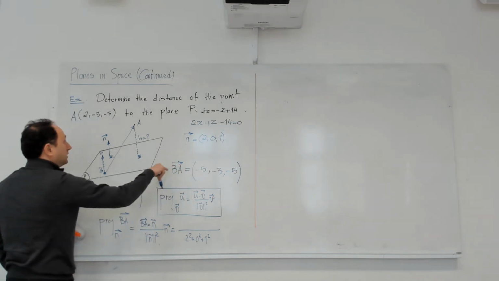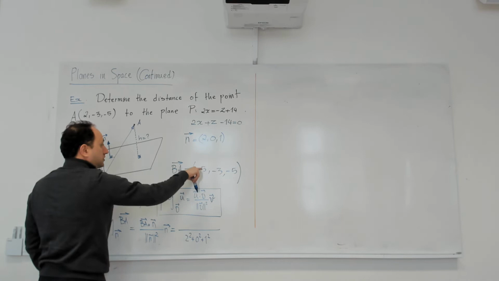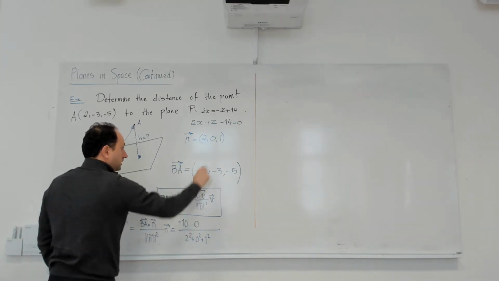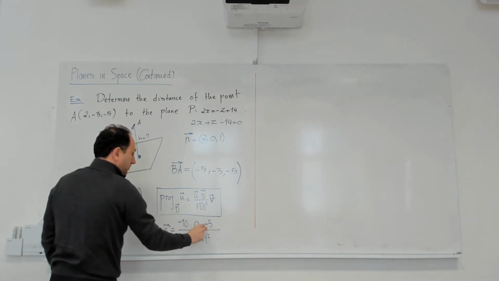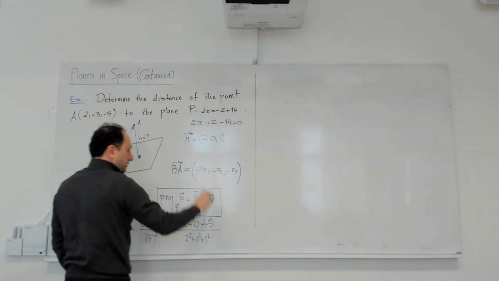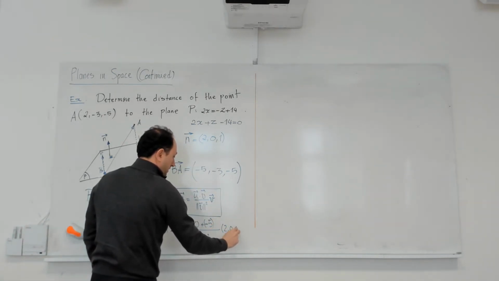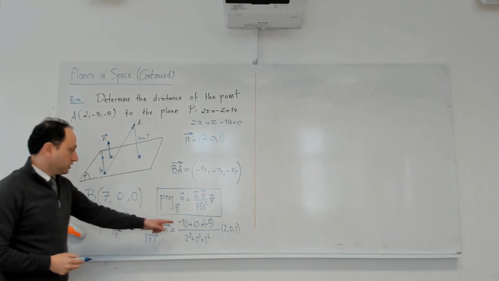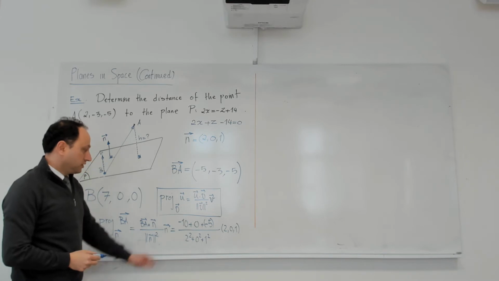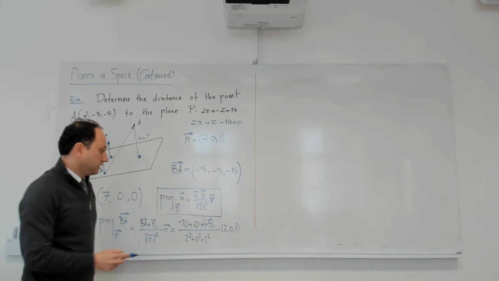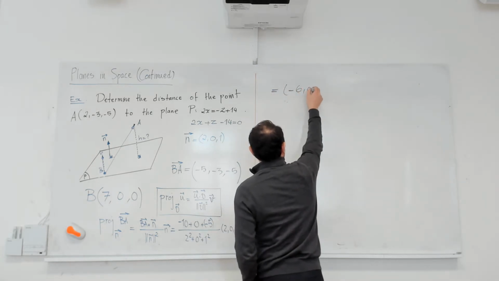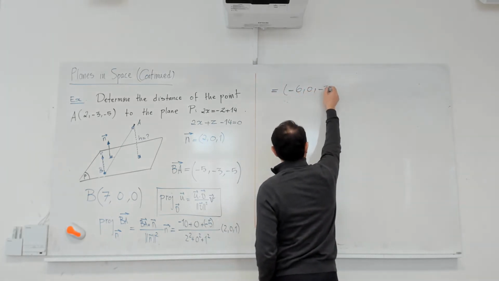This is BA, this is N. I have to multiply the first number by the first number, multiply the second number by the second number, the third by the third, and then add them up, yes? And then I have N in front, which is this one. And then what happens? So this is minus 15 divided by 5, which is minus 3, and I multiply it there. So this becomes minus 6, 0, and minus 3.